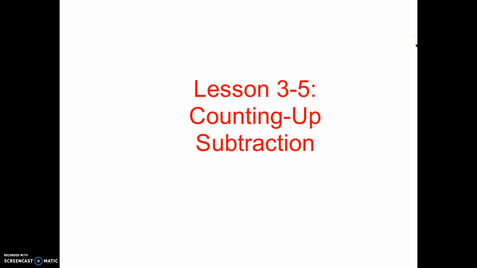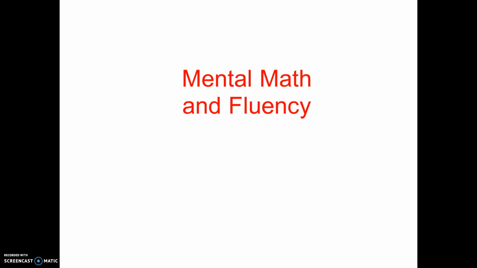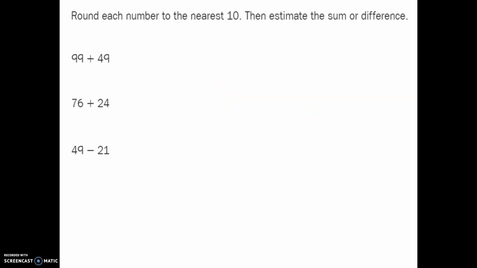Hey, third graders, it is time for another math lesson, and today we're going to work on lesson 3-7, and we are going to work on a strategy called counting up subtraction. But first, let's do a little mental math. So we're going to round each number to the nearest 10 and then estimate the sum or the difference.